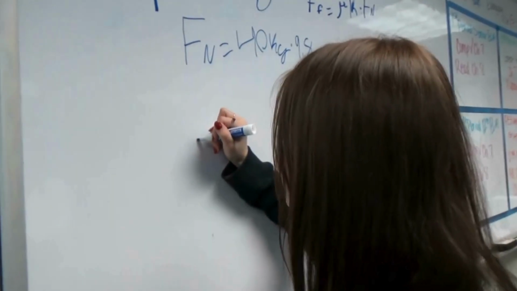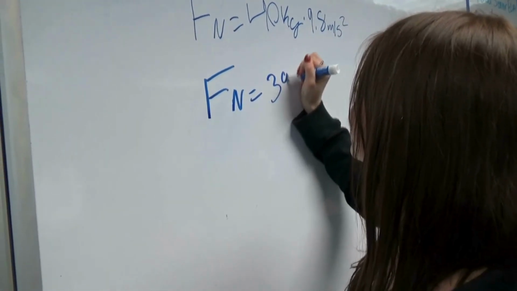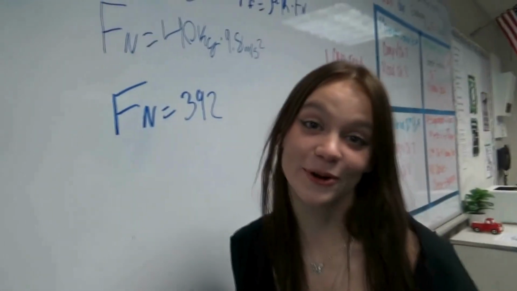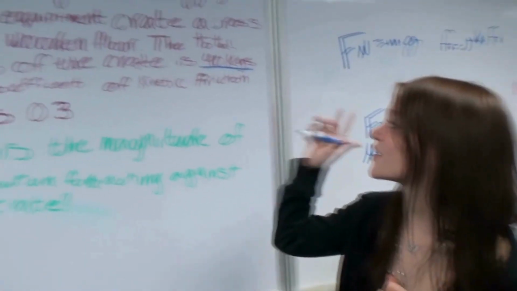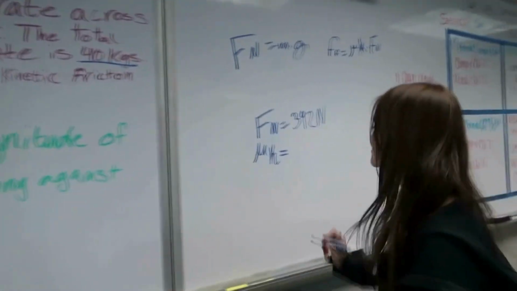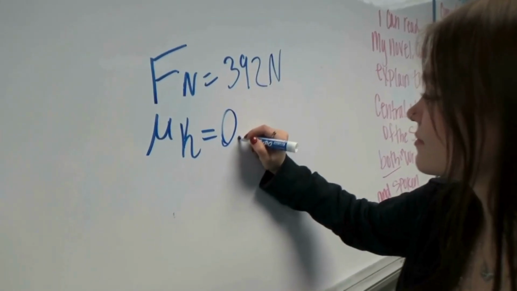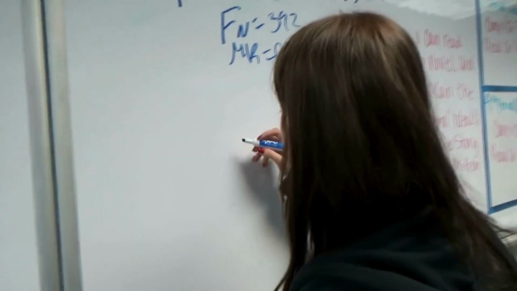Did you guys end up getting 392? If you didn't, you're wrong. Boom. Roasted. Newtons. The coefficient of friction is 0.3. So, we're going to write that here. And now we're just going to write out our equation.